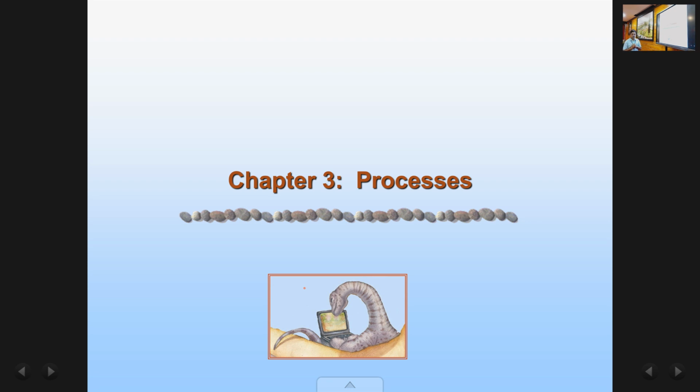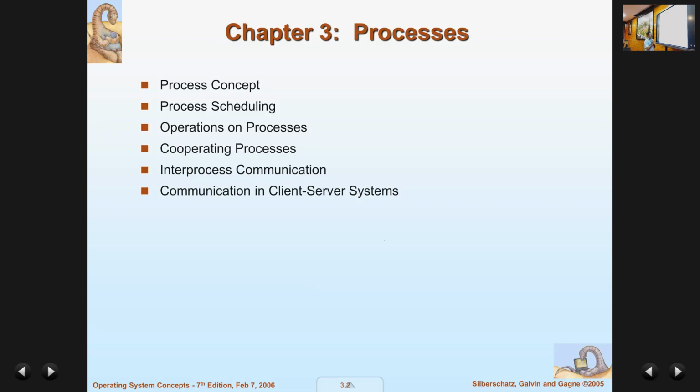What is a process? It's a very important question. Well, process is a program under execution. Whenever there is a program that is executing, we call it a process. Let me give you an example.